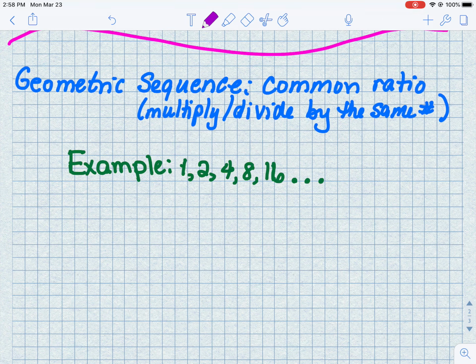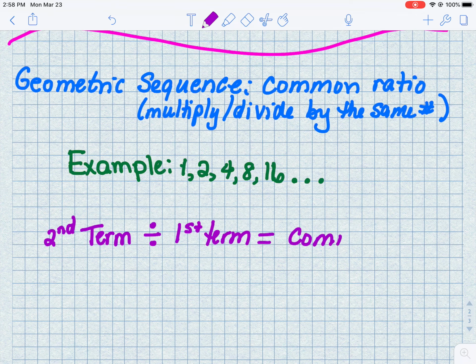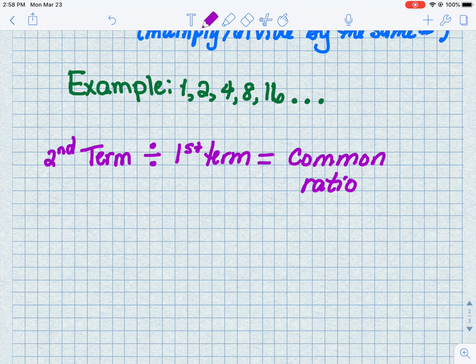With geometric, you're going to take term 2, the second term, and divide it this time by the first term, and that's going to give you your common ratio. Okay? So in this case, we could take 2, divide it by 1, and our common ratio should be times 2. Some of you may be able to figure that out without doing all the work, but sometimes if you get stuck, it's a good idea to have this. So the next one would be 32 and 64 and so on.